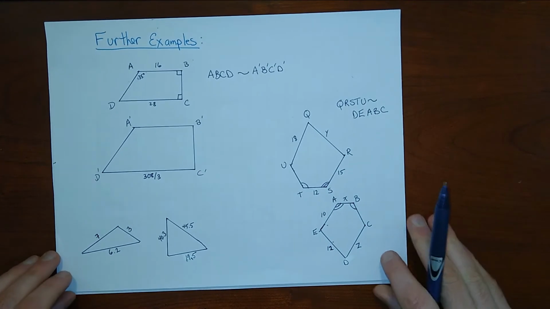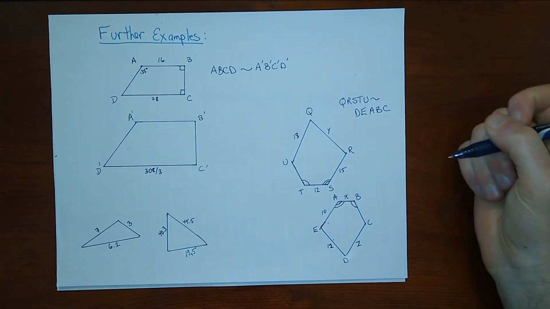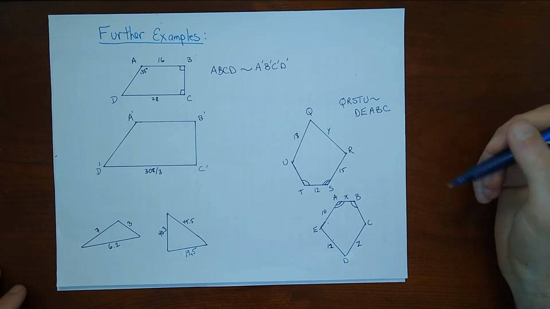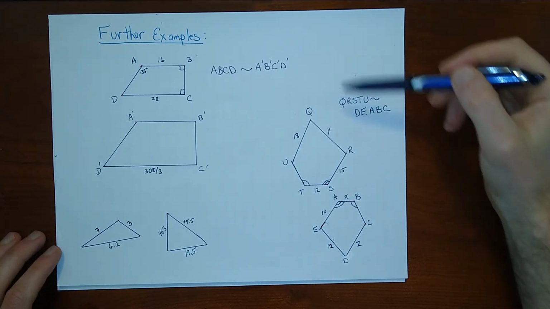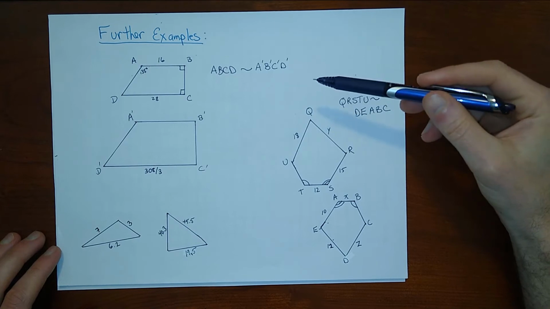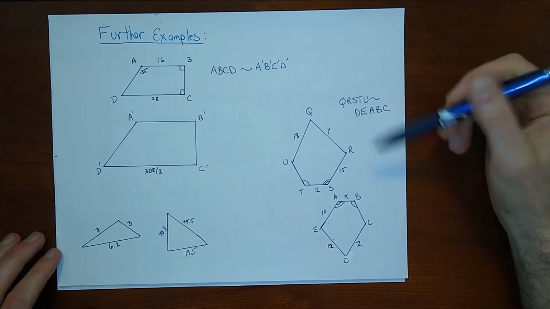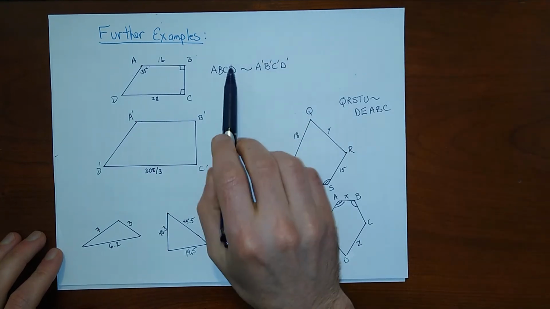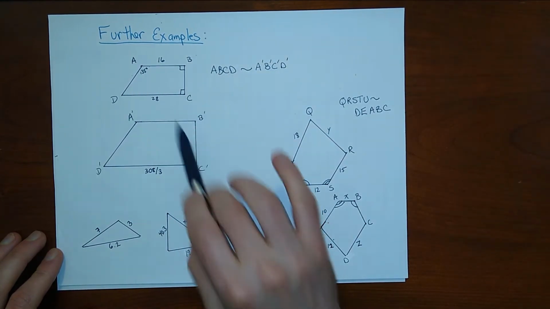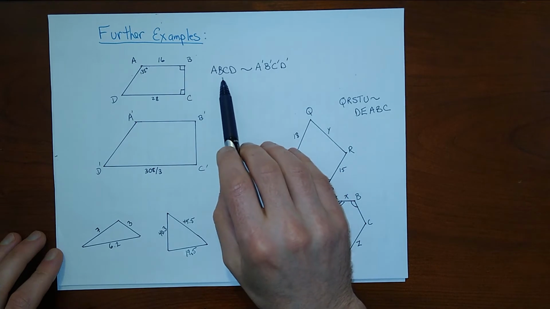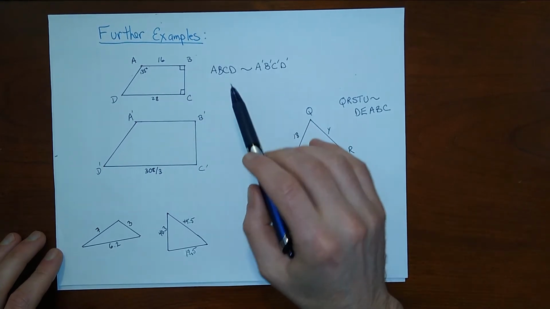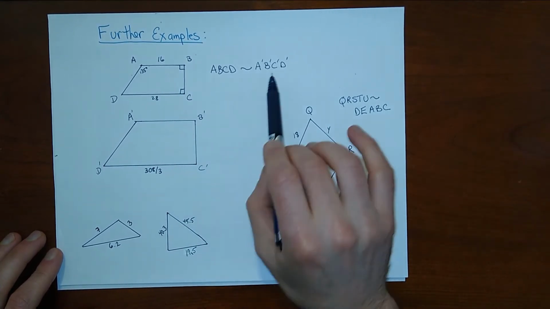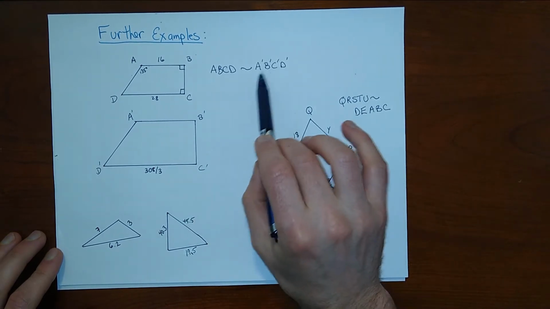All right, here are a few more brief examples of how we can use similarity and proportions in geometry to find unknown lengths or unknown angle measures. So we have two examples where we're told that the figures are similar. All right, we have two things here that look like trapezoids. This one definitely is. This one, because it's similar, will also be a trapezoid, in fact.